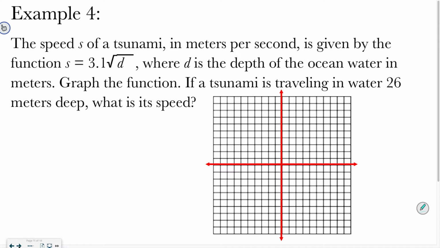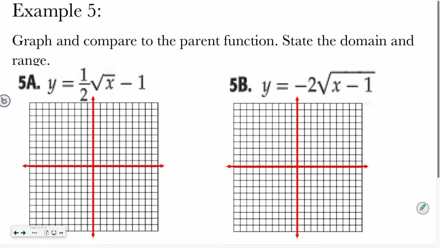So we've already gone over graphing, so I'm going to trust you guys to graph that. And then if we're trying to figure out the 26, all you have to do is plug that in. So you take it into your calculator and you'd say square root of 26. Then you would multiply by the 3.1. And when you do that, you should get 15.8 meters per second. All right, and let's look at our last example.